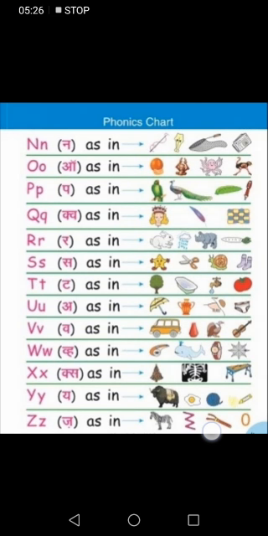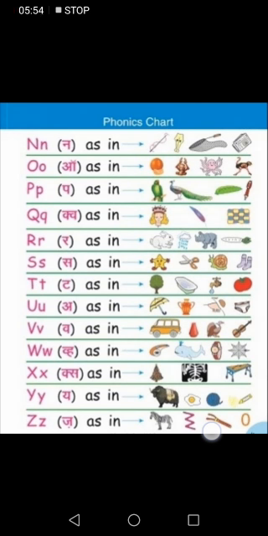For example, umbrella. Say umbrella. Okay. The next letter will be V, but the sound will be V. Letter is V, but the sound will be V. Violin. Okay. Vulture.